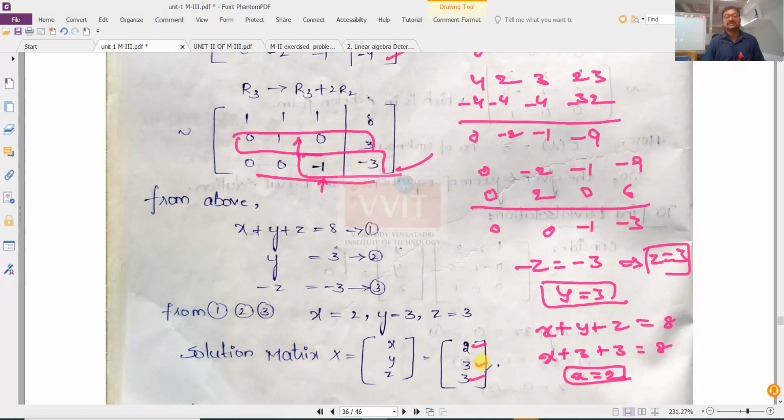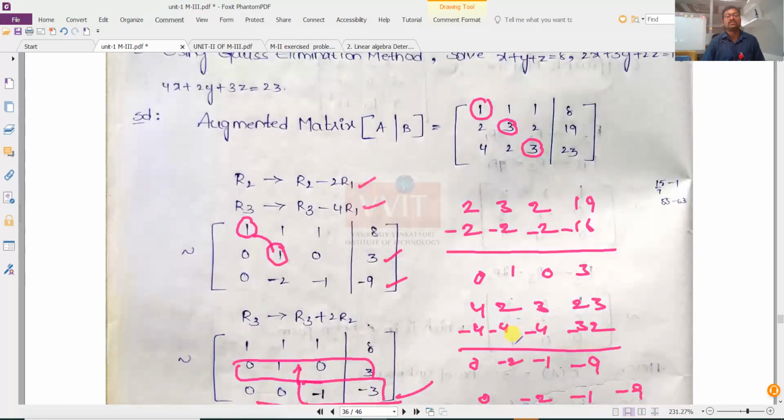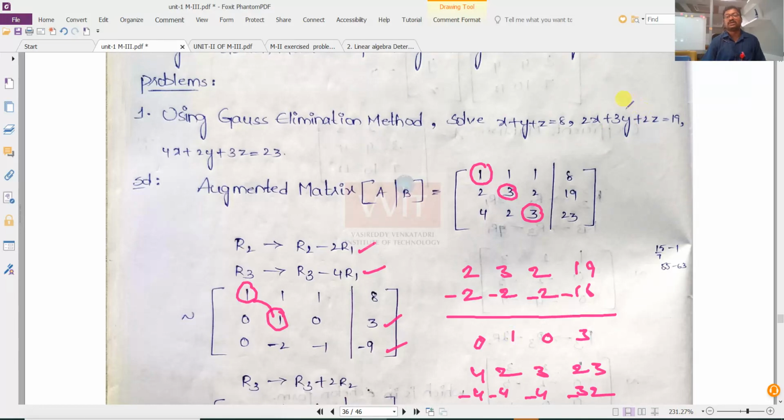What's the guarantee that it is right or wrong? Just substitute these values in any one of the equations. For example, if I take the second equation, with 2, 3, 3: 2 2s are 4, 3 3s are 9, 2 3s are 6. So 4 plus 6 is 10, 10 plus 9 is 19. So we got it. This is by the Gauss elimination method.